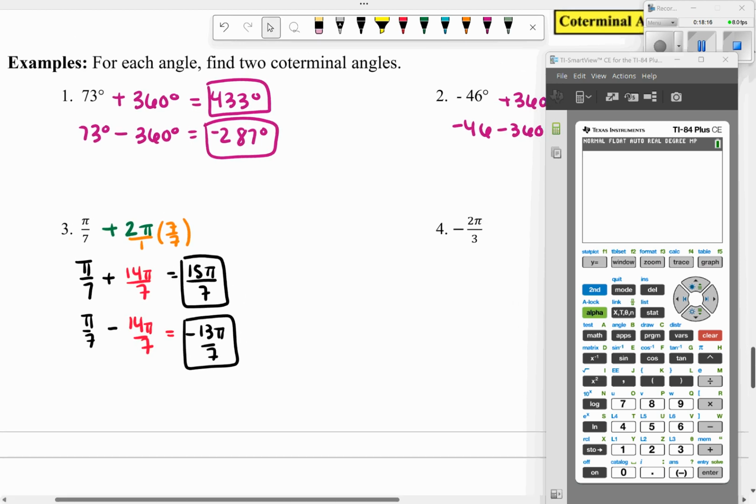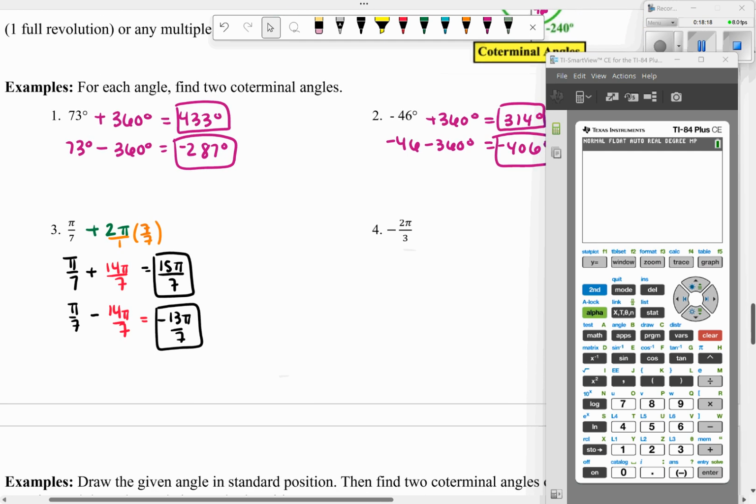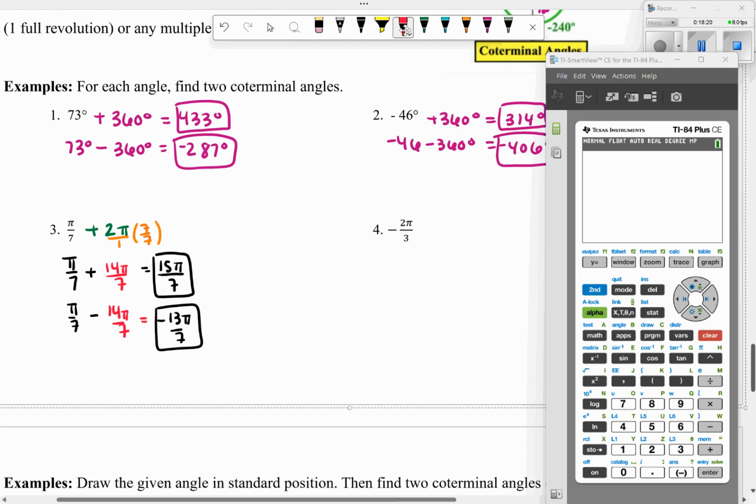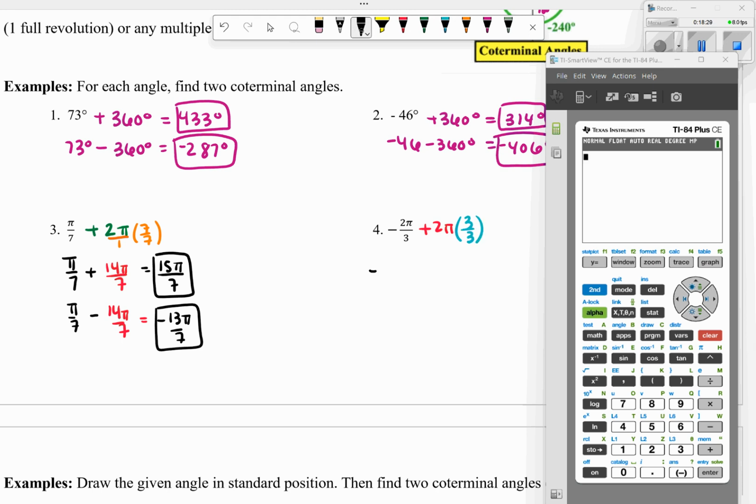Looking at the next one, we have negative 2 pi over 3. We're going to do the same thing. So we're going to add 2 pi to this for a positive coterminal angle. We need a common denominator, so we're going to multiply that by 3 over 3. So negative 2 pi over 3 plus 6 pi over 3. Then in my numerators, negative 2 pi plus 6 pi are like terms, which gives us 4 pi over 3. So that means 4 pi over 3 is coterminal with negative 2 pi over 3.